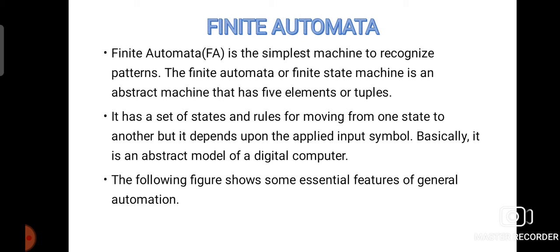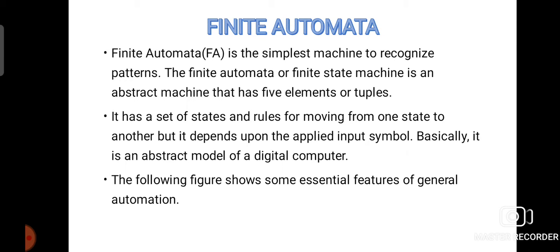Finite automata is the machine which is used to recognize the patterns. Finite automata means it consists of a finite number of states, so it is called a finite state machine. The operation of the machine is considered with 5 elements or 5 tuples. The system or the machine will do one specific application or solve one specific problem.